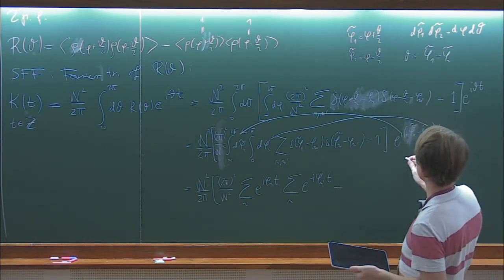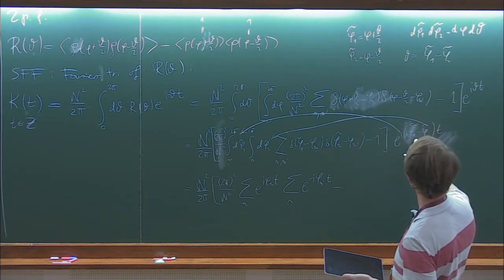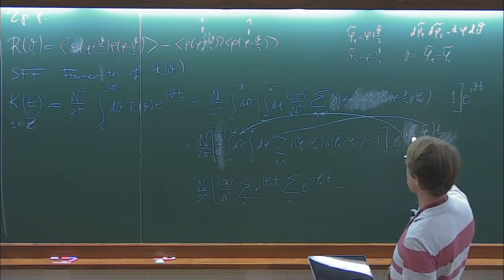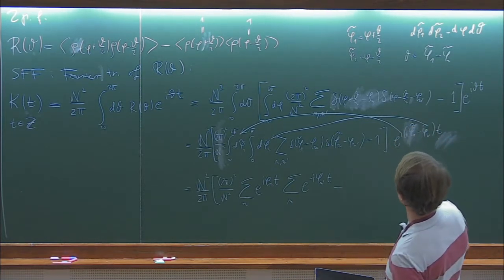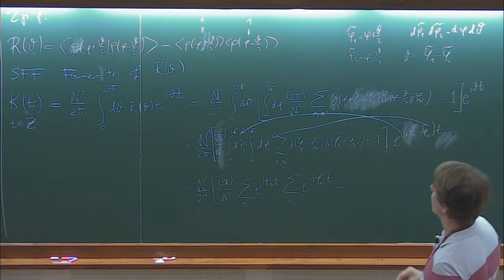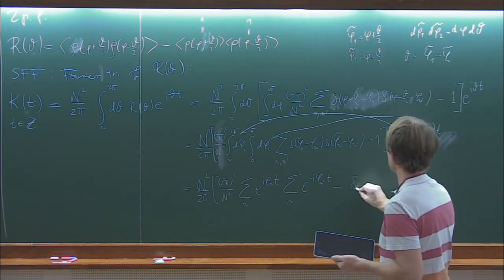And then there is this one, and this one just gives me again the product of two factors, which are zero unless t is equal to zero. So this is just delta t.